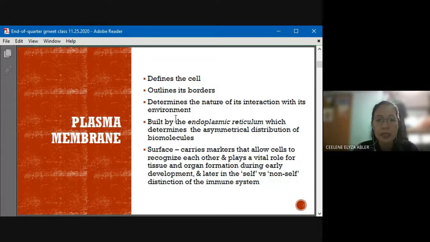So, it is built by the endoplasmic reticulum. Remember, si endoplasmic reticulum can build everything. Okay, sinong nag-raise ng hand? Can you type in your concern sa chat box?